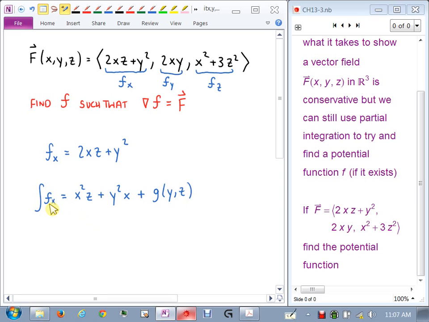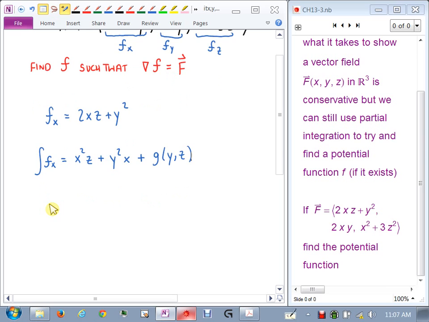I'm not going to put dx in. Last class I did put dx in there, but we'll just say, look, since we know it's with respect to x, we're going backwards, we know it's with respect to x. So now the left side just becomes f, little f. We know little f, right? That's what this is. Must be x squared z plus y squared x plus some function g of just y and z.